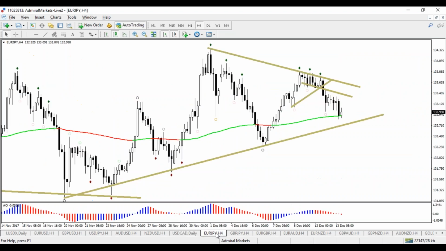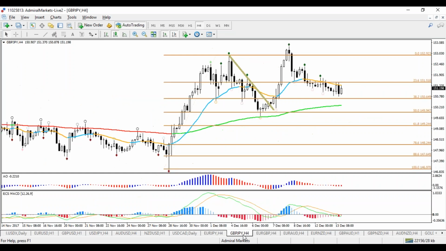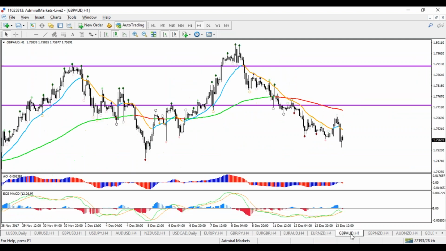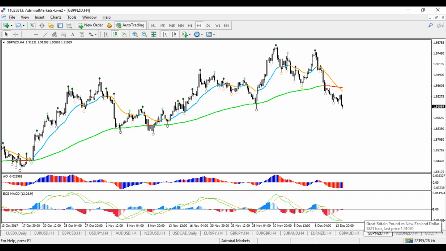Dollar CAD totally in balance. Euro yen slight downside at this moment, but otherwise still in a triangle. Pound yen slightly looking bullish to me at least because of this slow correction lower. But it would need to break above this channel for any upside potential. Euro pound going sideways, euro Aussie falling, euro New Zealand falling, pound Aussie, pound New Zealand falling.